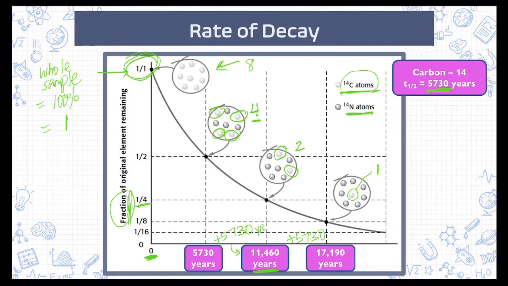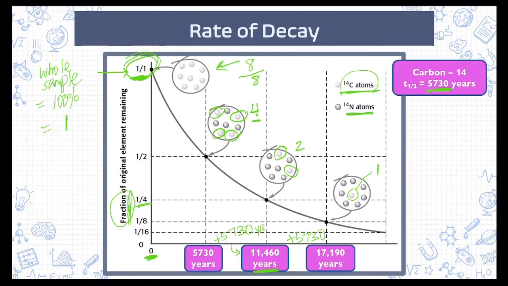Now, let's take a look again at the fraction really quickly. So notice the 1 out of 1 up here on the y-axis. If we're looking at each of these as a fraction, the 100%, the whole sample can be represented by 8 over 8.